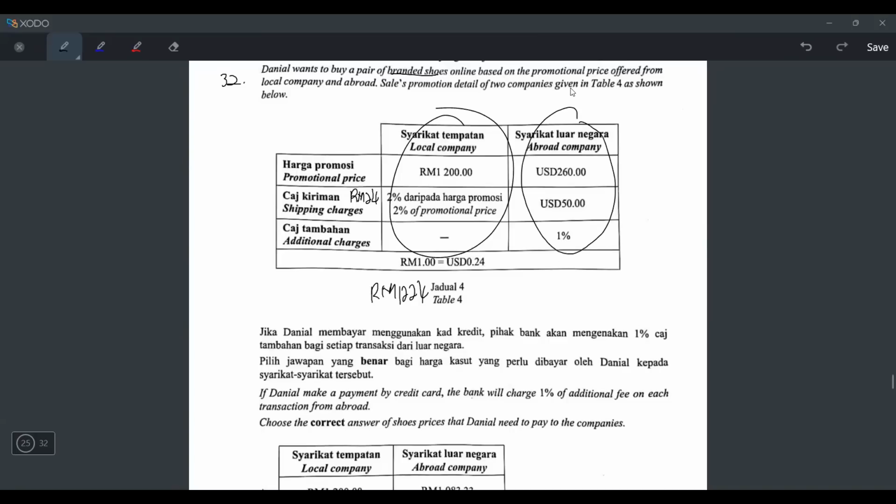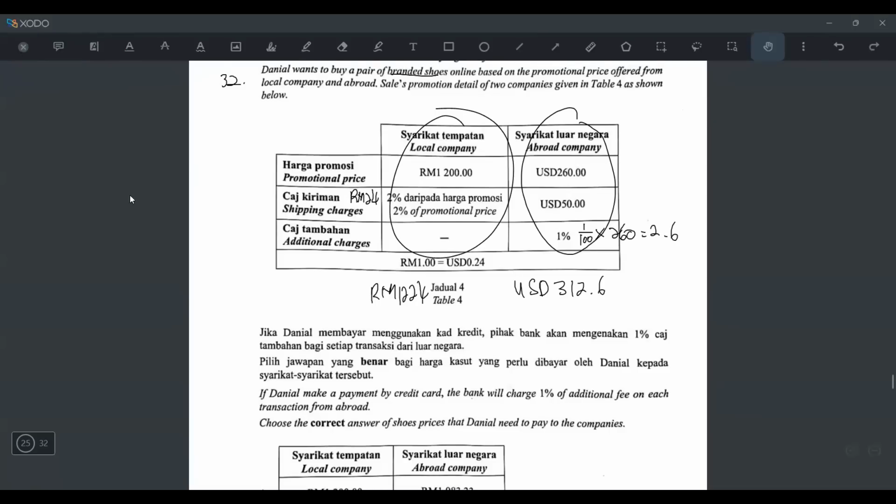But what if he buys from abroad? It will be $260 plus the shipping charges of 15 ringgit, plus a 1% additional charge. 1% means 1 over 100, or you can say 0.01 times 260, because I need 1% of the price, which is 260. So let's press 260 times 0.01. Okay, I got 2.6. It means 2.6 USD. So what is 2.6 plus 50 plus 260? Okay, I got 312.6. But this is not in RM. This is in US dollars, because everything is in USD.